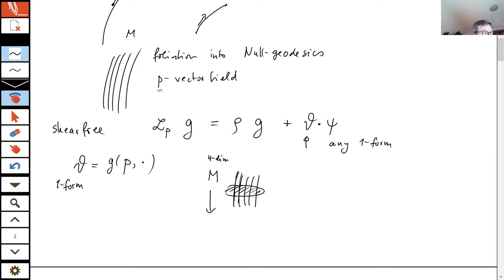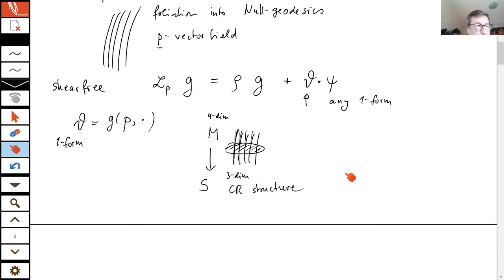So we can project our four-dimensional space-time onto this three-dimensional orbit space, which we could think of as some three-dimensional surface which is transversal to these lines. So lines project onto this three-dimensional manifold as points. Interestingly, from this four-dimensional space-time with a shear-free congruence, we get a three-dimensional manifold with some very, very special structure, namely a CR structure. CR means Cauchy-Riemann, so it is what I have been interested in for a long time, coming from complex analysis.